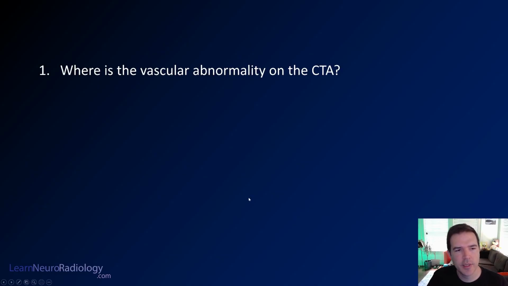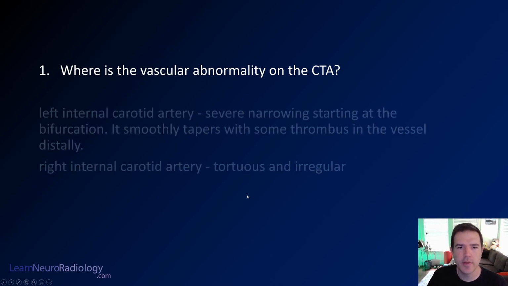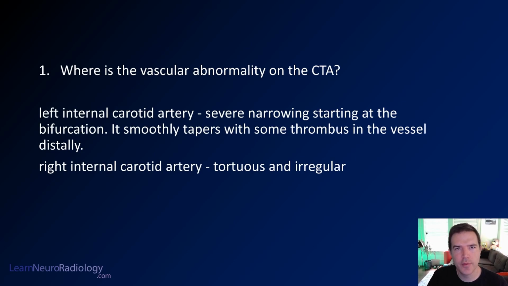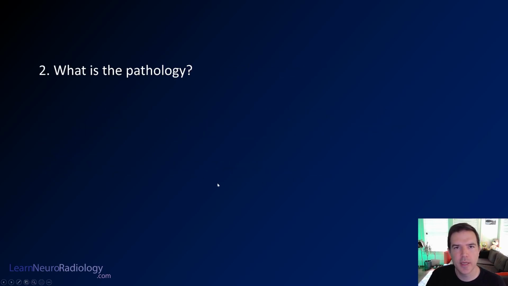So now let's take a look at the questions that you have for this case. Your first question is, where's the vascular abnormality on the CTA? We've already taken a look at these images, and you just overviewed that. The left internal carotid artery has some severe narrowing, starting at the bifurcation. It smoothly tapers, almost like a blade of grass or a flame shape, with some thrombus in the vessel distally. And the right internal carotid artery is not normal either. It's tortuous and irregular, and that's not what we expect it to look like.